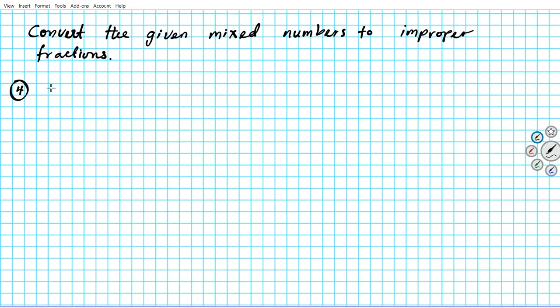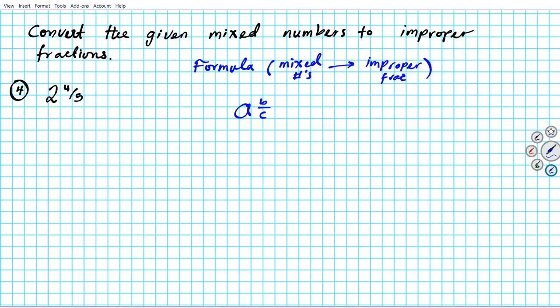Let's say you have the mixed number 2 whole number 4 over 5. We want to convert this into an improper fraction. Let's take a look at the formula that will guide our problem solving process for this example. So formula to go from mixed numbers this time, mixed numbers to improper fraction. Just write it shorthand. Okay, so let's say you have the mixed number A whole number B over C. How do you convert this?